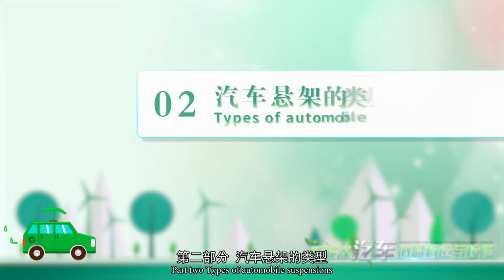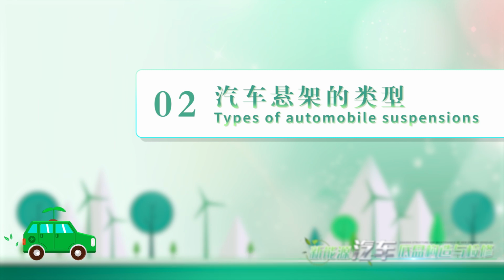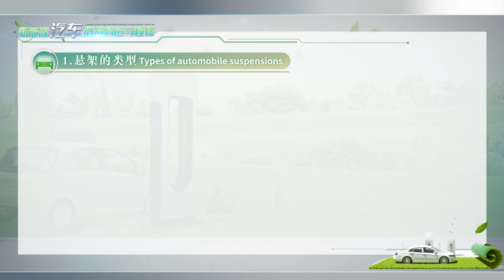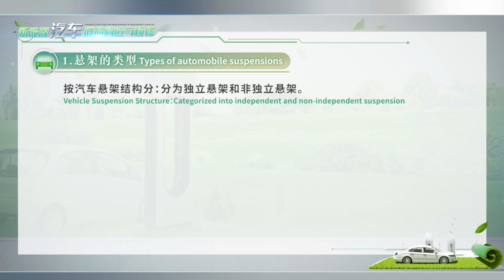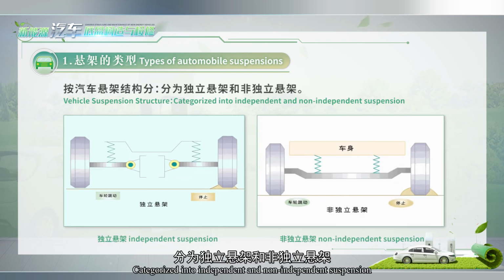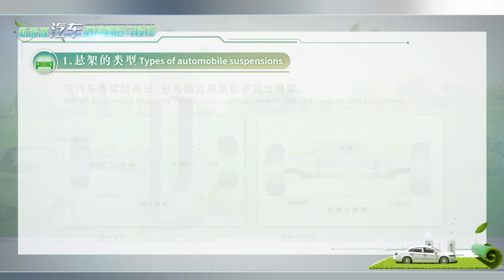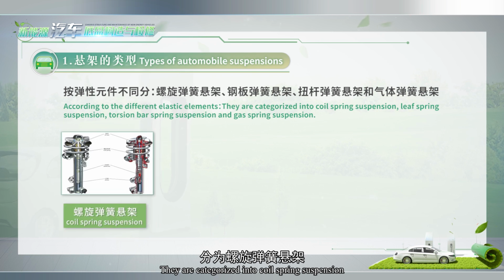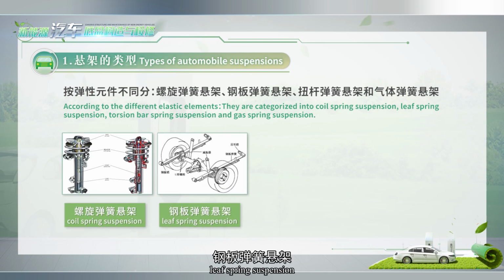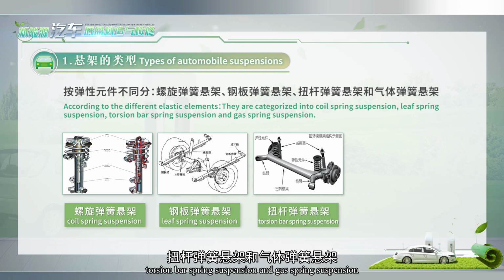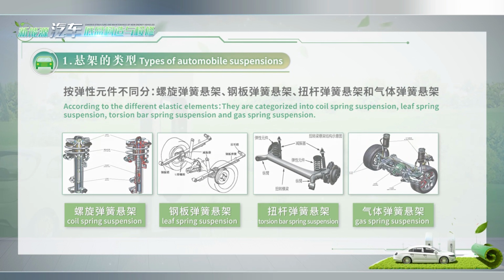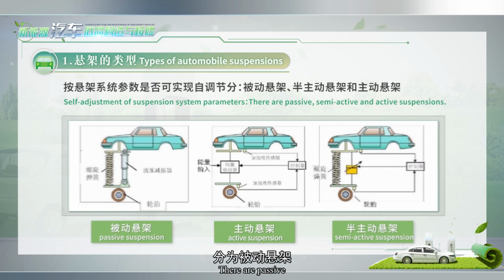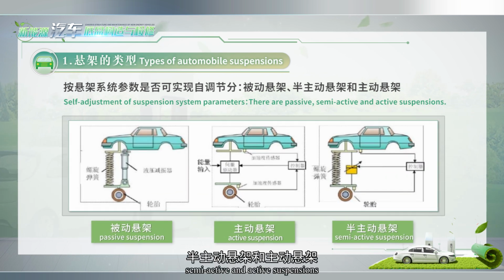Part 2. Types of automobile suspensions. 1. Types of automobile suspensions. Vehicle suspension structure is categorized into independent and non-independent suspension. According to the different elastic elements, they are categorized into coil spring suspension, leaf spring suspension, torsion bar spring suspension, and gas spring suspension. Self-adjustment of suspension system parameters: there are passive, semi-active, and active suspensions.